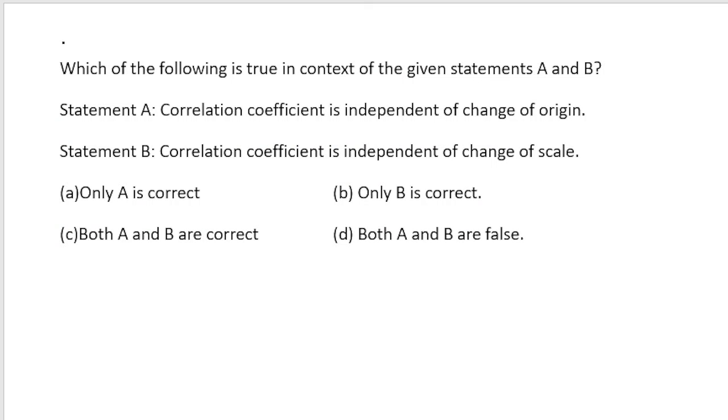Okay, next, which of the following is true in context of the given statements A and B? Statement A, correlation coefficient is independent of change of origin. Correct. Correlation coefficient is independent of change of scale. That is also correct. It means both statements A and B are correct, right?